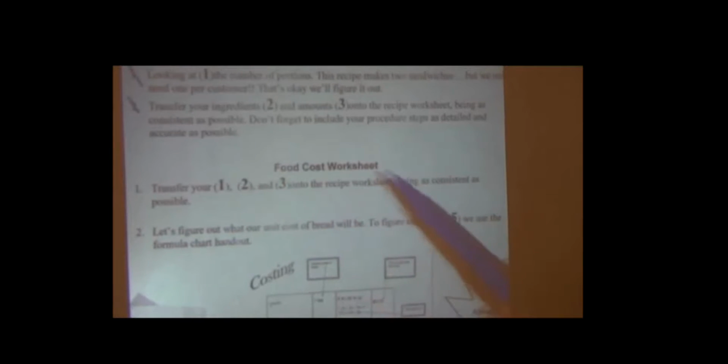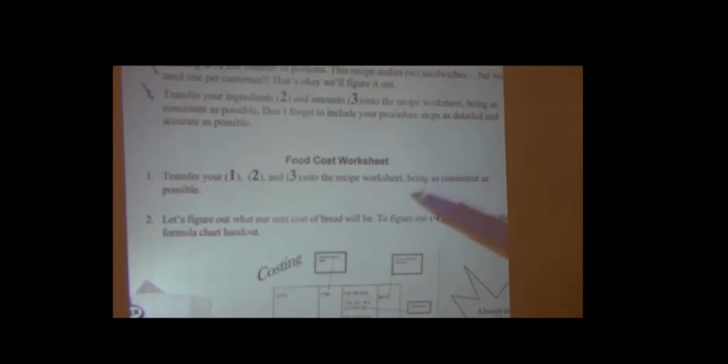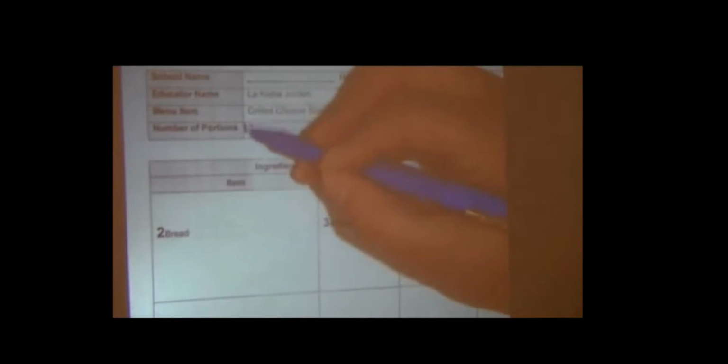So now we're looking at the food cost worksheet. We are going to take the information that we gained from number 1, 2, and 3 from the recipe worksheet, and we're going to move it over. We want to make sure we are as consistent as possible. So we're looking at my food cost worksheet, which looks like that. So you can see this is 1, 2, 3.